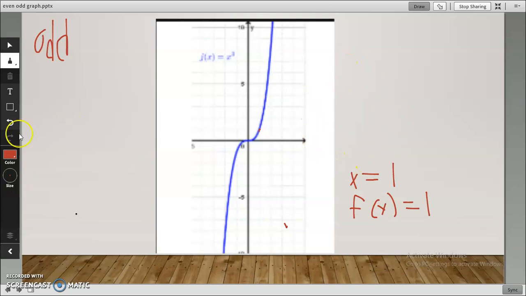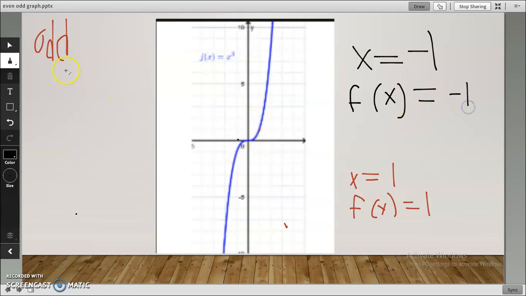Now, let's do the negative. So I need negative 1. So negative 1 is here. And then I'm looking for it to be the opposite of 1. And it definitely is. So it is negative 1. So that means that it checks out. It is odd.